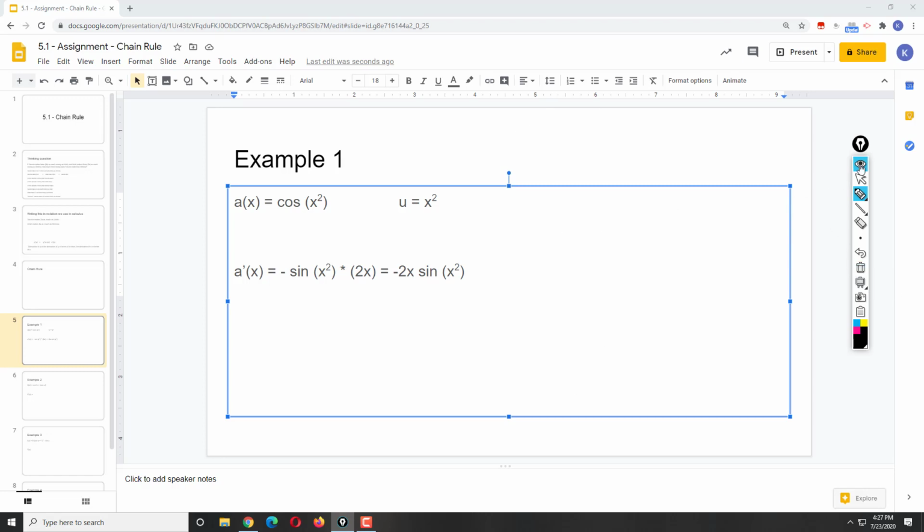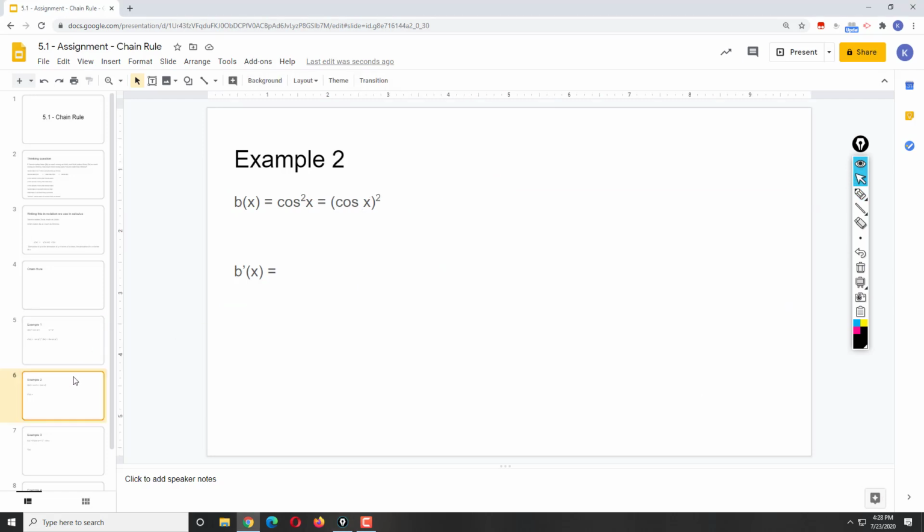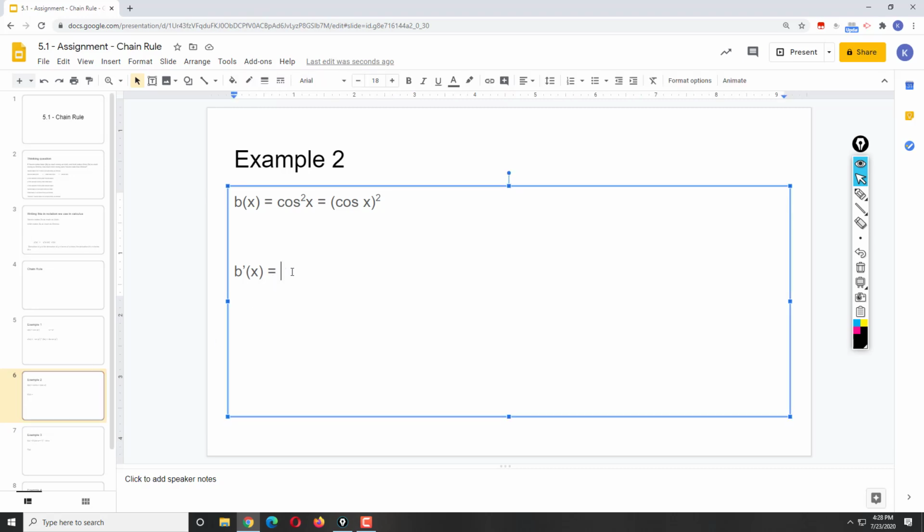All right. Example 2. b of x is cosine square x, which just means cosine x squared. So the square of cosine x. So cosine x times cosine x. Well, b prime of x. So u is really cosine x in this problem. What's the derivative of x squared? The derivative of x squared is 2x. So the derivative of cosine x squared will be the 2 times cosine x. But then we have to multiply by the derivative of cosine x, which is negative sine x. So the answer is negative 2 cosine x sine x.